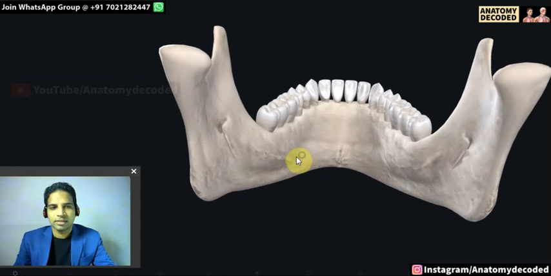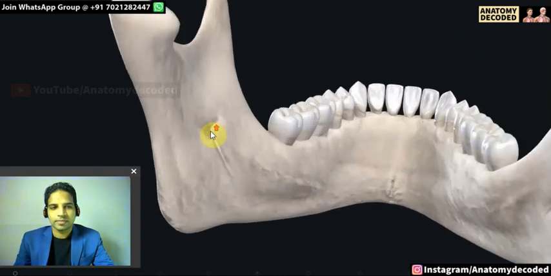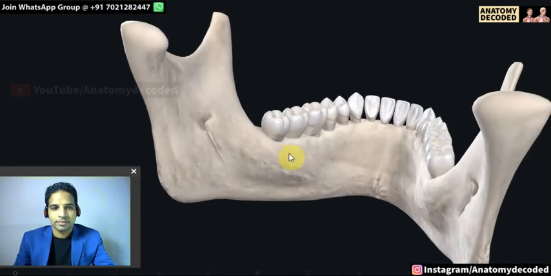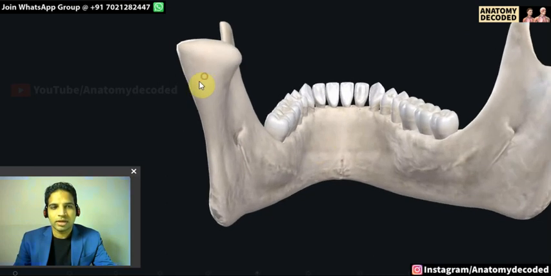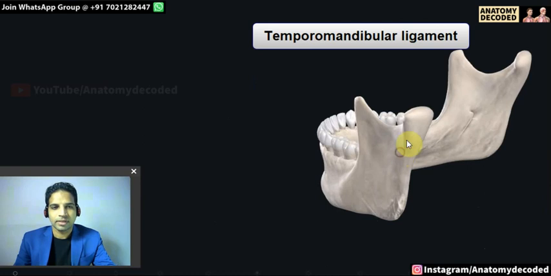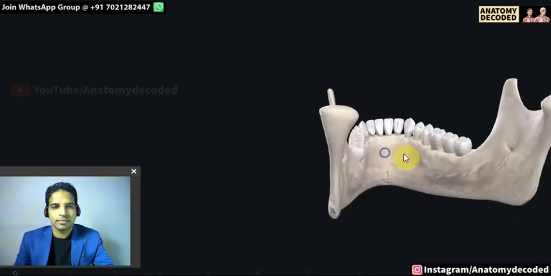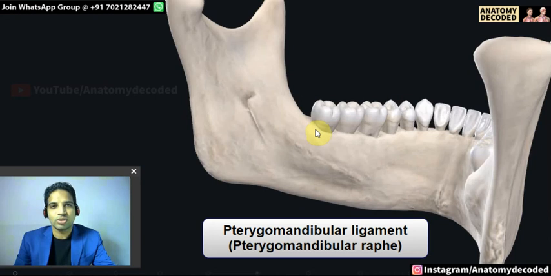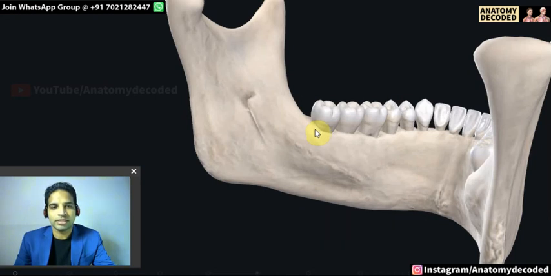Then there's a ligament here along the lingula of the mandible, that is the sphenomandibular ligament. Then there is a ligament along the neck of the mandible, the temporomandibular ligament. And there is a ligament attached behind the third molar tooth. This ligament is the pterygomandibular ligament, also referred to as the pterygomandibular raphe. So these are the four ligaments attached to the mandible.